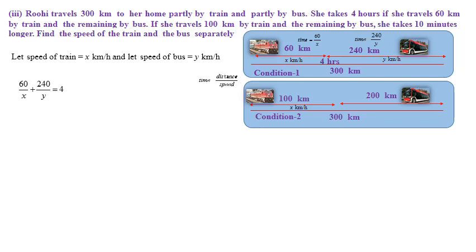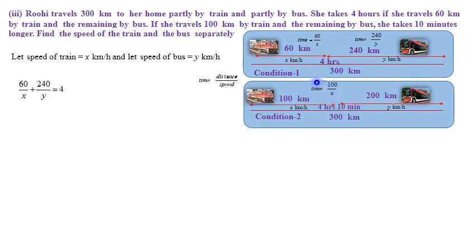As before, the speed of train is x kilometers per hour and the speed of bus is y kilometers per hour. Now, according to the question, the total time she has taken is 4 hours 10 minutes, which means she takes 10 minutes more. Before she had taken 4 hours, now it is 4 hours 10 minutes.